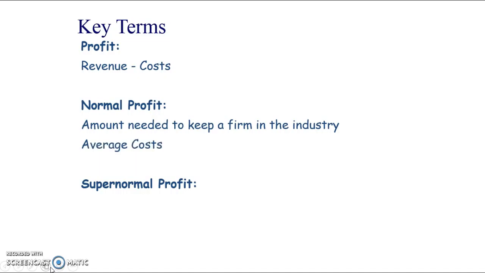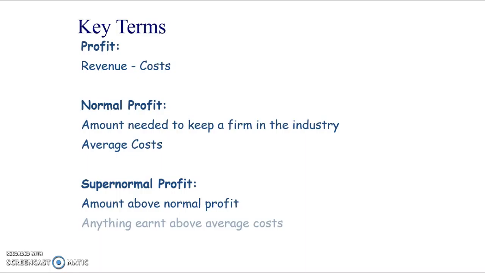And this is actually equal to that average cost curve that we've been looking at in the cost presentations, because average costs has in there that amount needed to keep that firm in the industry. Okay, so it does take account of that, whereas an accountant would just have actual costs that the business have had to spend. They don't take account of opportunity cost and those type of things. So supernormal profit is any amount earned above the normal profit, or you can say above the average costs.